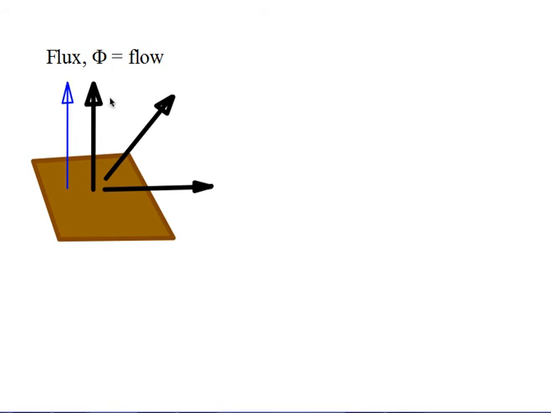Here's one more. The flux through this area is going to be the dot product of this vector representing the area and the water velocity vector. Only the parallel component would contribute to the flow, and in this case the parallel component is 0, and hence there is no flow. So there is this notion of flux as the dot product of the area vector and the flow vector.